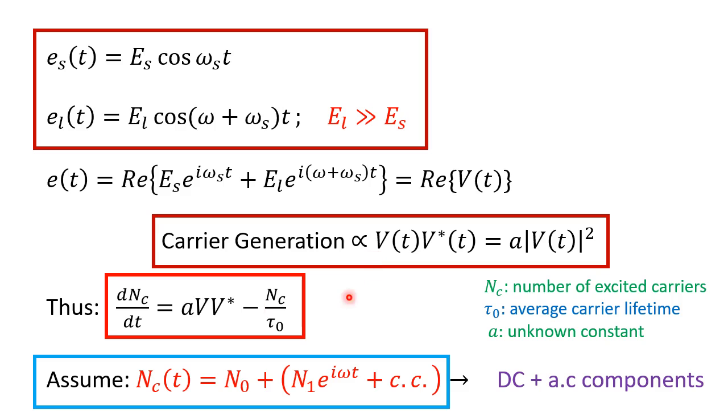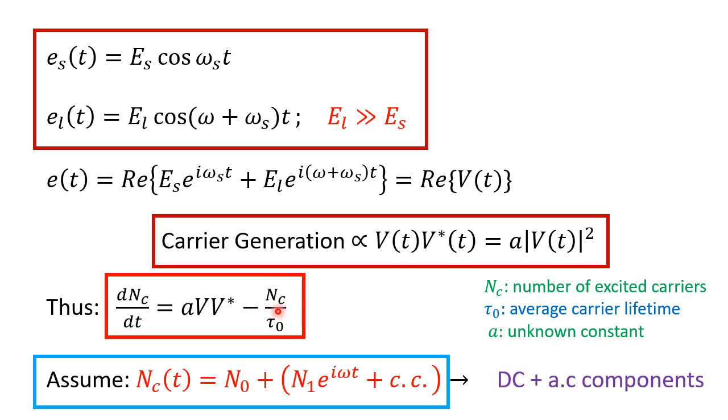So now if you look at the governing equations for the carrier generation, what you have here is dn c over dt, that's my rate equation. This is my first term, which is the generation term, which is proportional to mod V square, and minus the loss term, which is n c by tau naught. Remember, tau naught was the average carrier lifetime. We have done all that averaging, so we are putting in here tau naught.